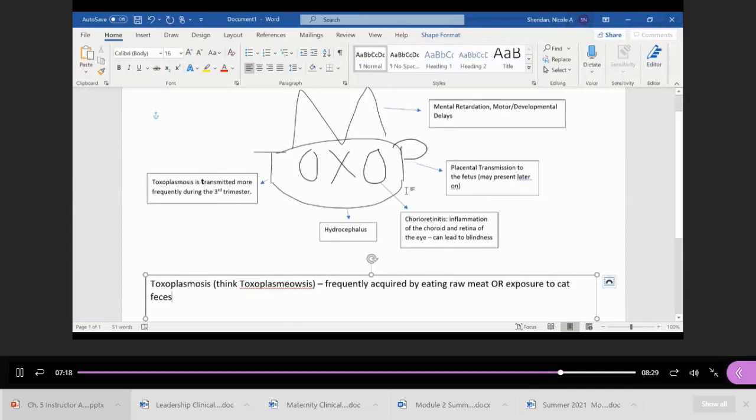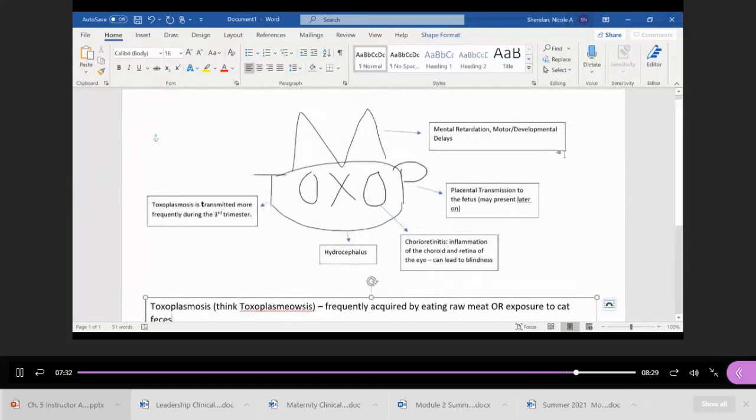Major signs and symptoms of the baby could be hydrocephalus, that big head, increased fluid in the brain. You've got chorioretinitis that can lead to blindness in the baby, and mental retardation or motor developmental delays. Now, remember, this could occur later on in the baby's life, even into young adulthood. So the signs of a toxoplasmosis infection may not be present at birth. About 70% to 90% of those infected will develop the clinical illness by young adulthood.